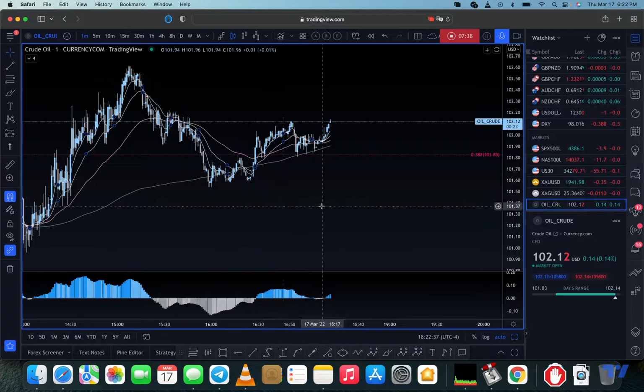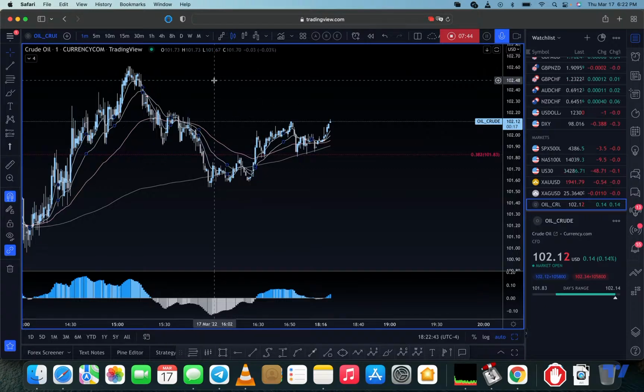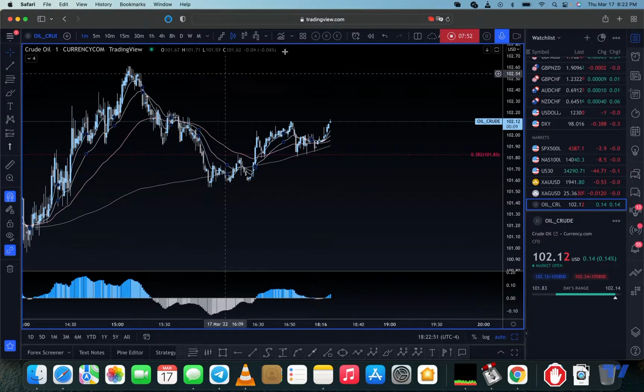It's gonna chop about once you see a solid move up, like a candle right here. In the beginning of the next session, I would look for buys then and enter it in the direction of the trend, which is up for now.